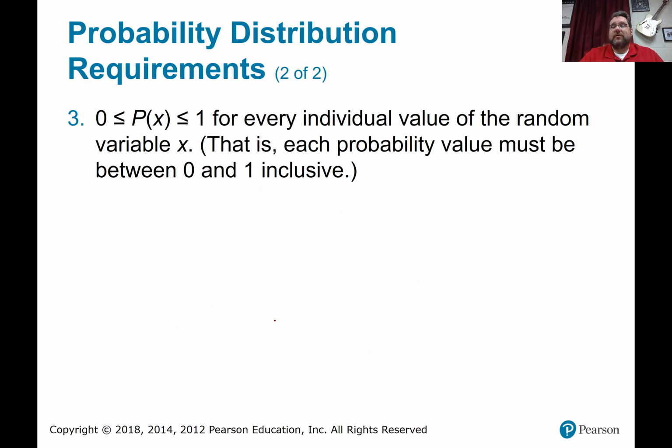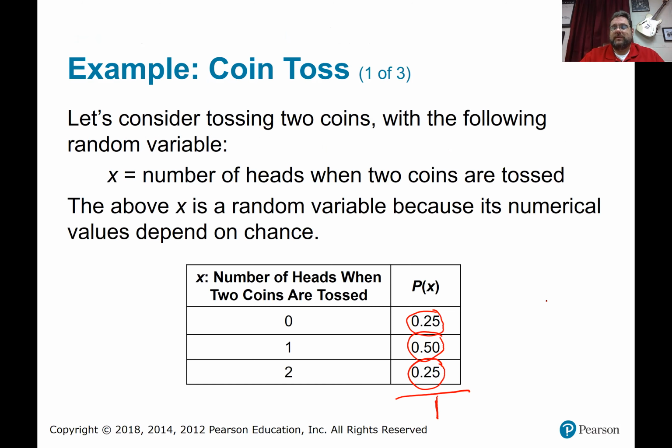All right, and then the third thing is that the probability of any event has to be between 0 and 1. I mean, we know that probability has to be between 0 and 1, and that's what we said when we first started talking about probabilities.